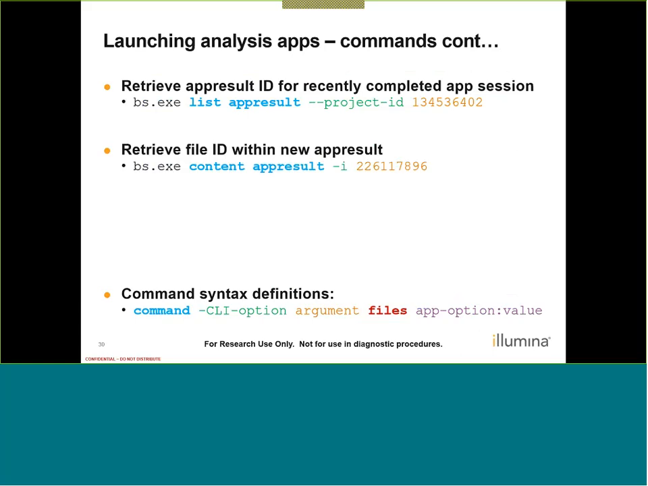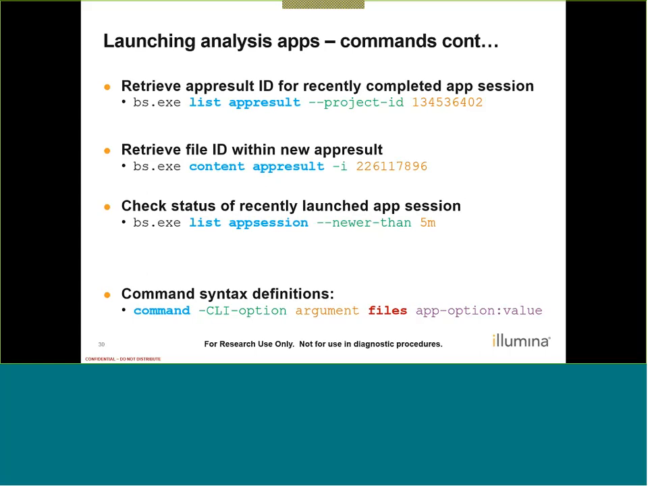It'll give us a new ID, which is shown here. We will retrieve the specific file ID within that app result, and that's going to be the hash table that we've created. We'll need that file ID to then pass into the DRAGEN germline pipeline. And lastly, a cool little tool is that we can check the status of our app sessions, and we can specify how new or old we're looking for, the time range that we want to look at, to just check on our app session statuses without having to actually go into BaseSpace on the web. We can check it directly from the command line.